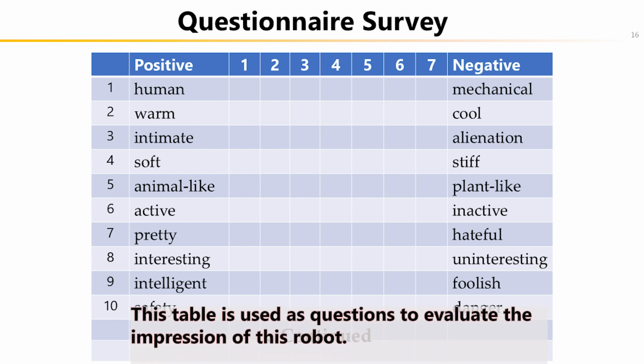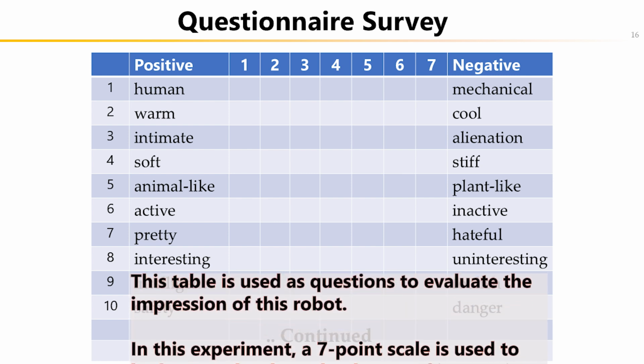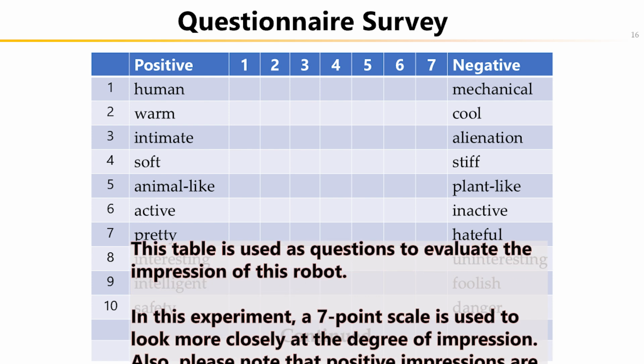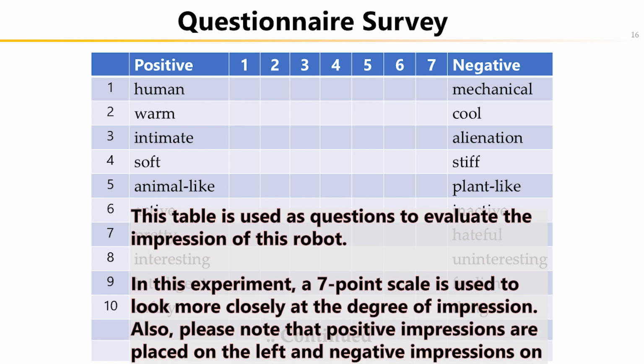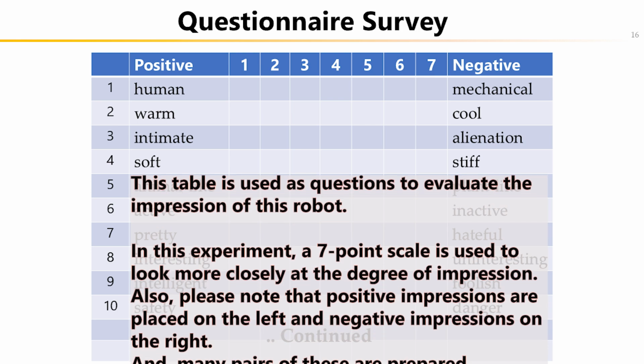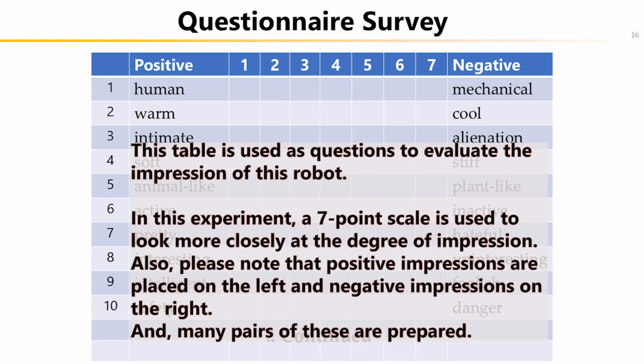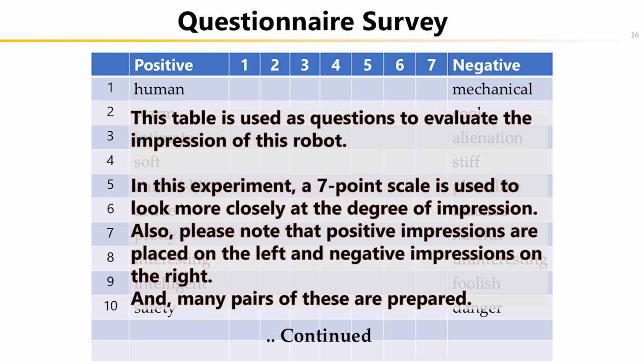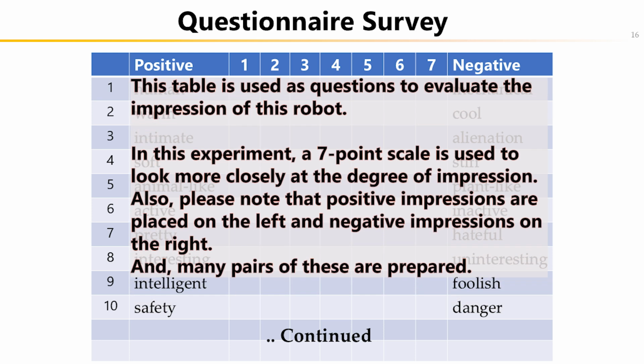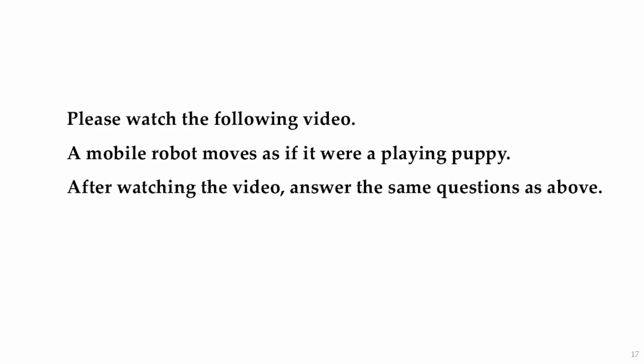This table is used as questions to evaluate the impression of this robot. In this experiment, a 7-point scale is used to look more closely at the degree of impression. Also, please note that positive impressions are placed on the left and negative impressions on the right. And many pairs of these are prepared. Please watch the following video. A mobile robot moves as if it were a playing puppy. After watching the video, answer the same questions as above.